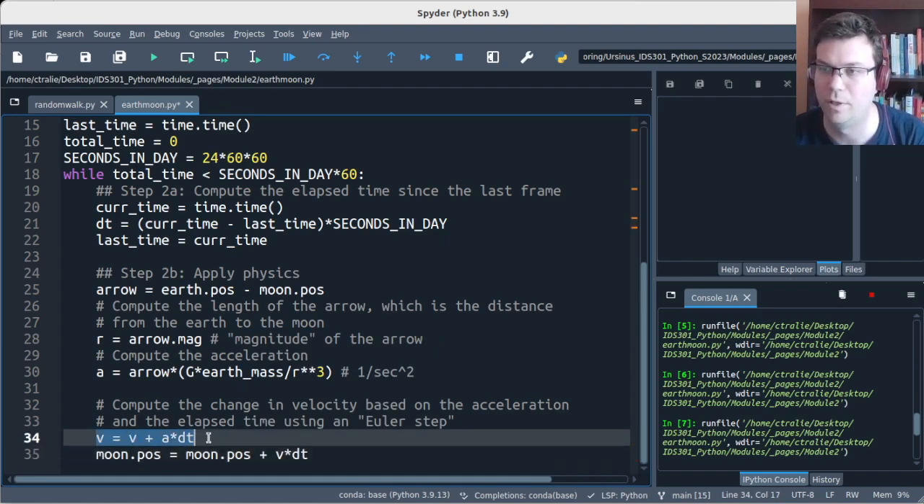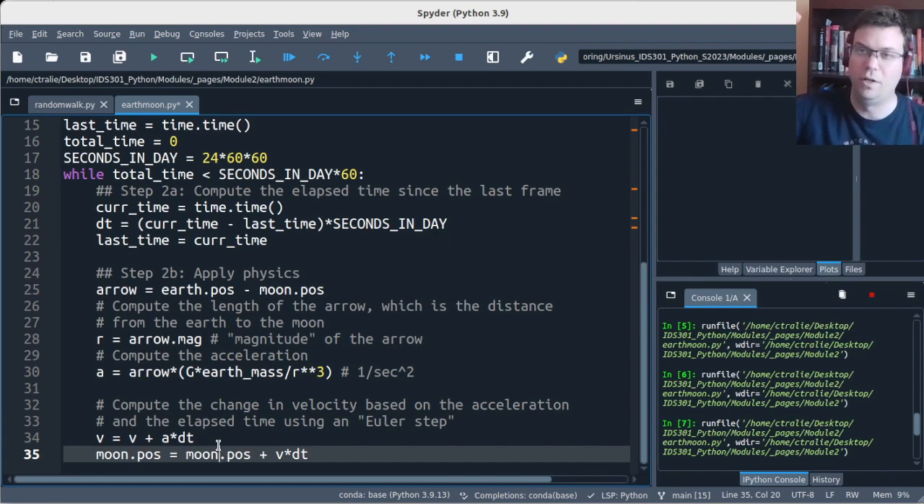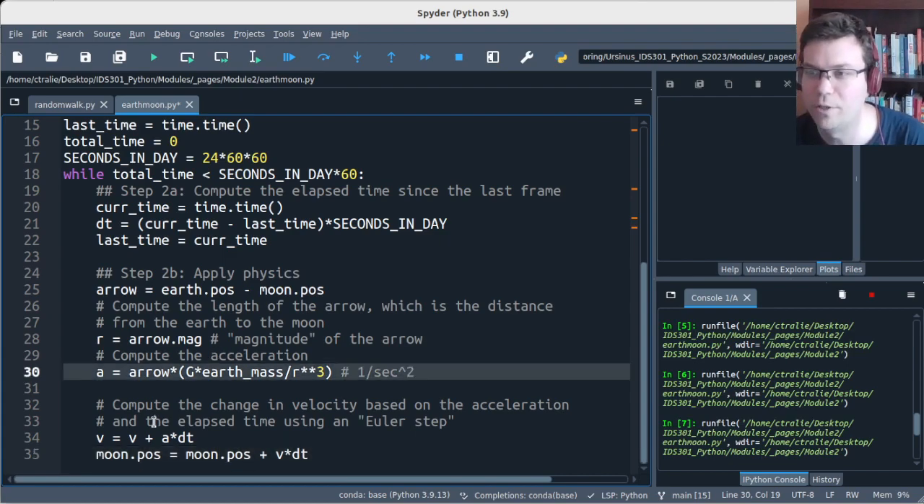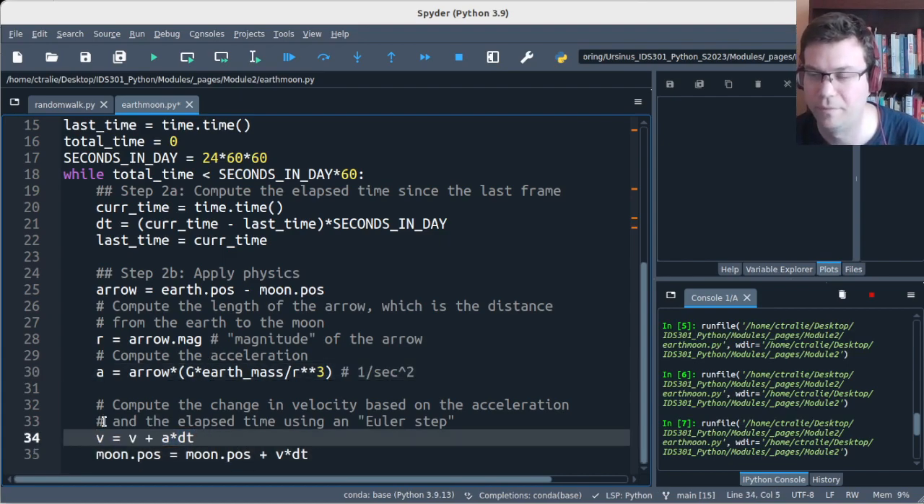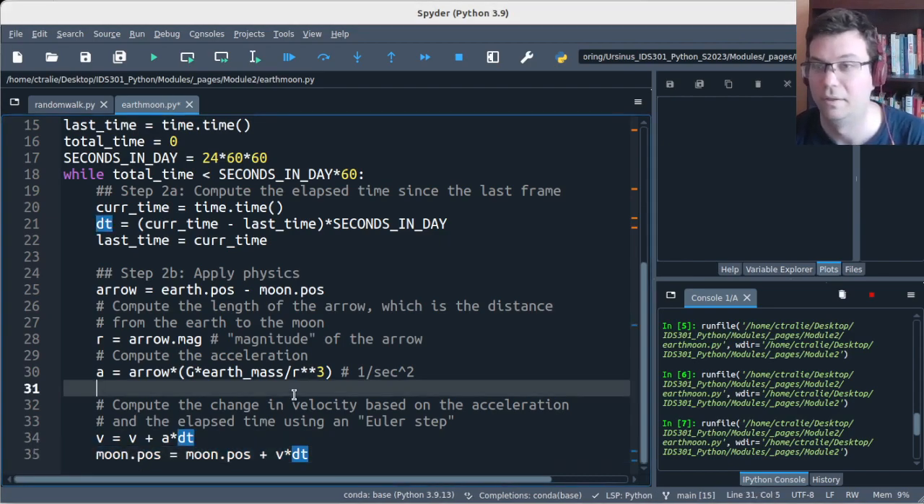I update the velocity based on the acceleration, which was determined by gravity. So the acceleration is wanting to move the moon back towards the Earth. The moon is trying to go its own way, but the acceleration is pulling it back, and so it'll end up going in this orbit. And so from the acceleration, I can pull the velocity back a little bit, and then I can update the position, so actually move along that direction. So that should be it.